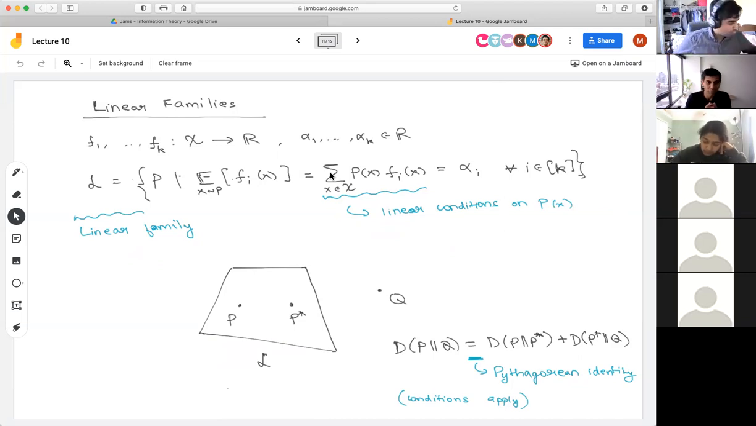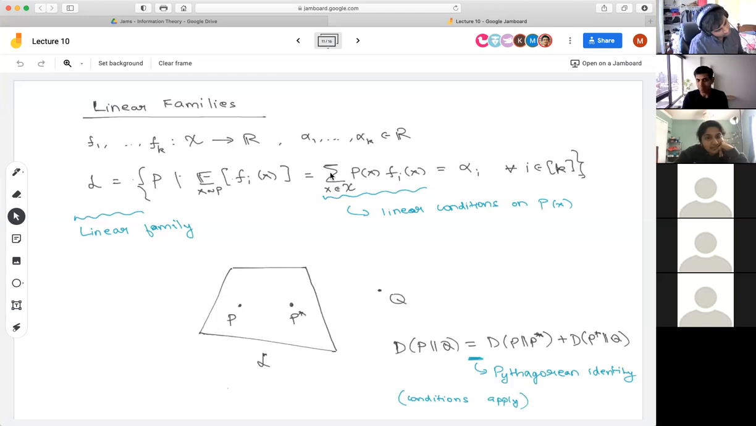So you're given a collection of functions, f1 to f sub k, over this universe script x, let's say real valued functions, and some numbers, alpha 1 to alpha sub k. The family is the collection of all distributions such that you fix the expectation of each of these functions. So you're saying, I'm willing to accept any distribution such that the expectation of fi is alpha i for each of these i's. And this defines a collection of distributions.